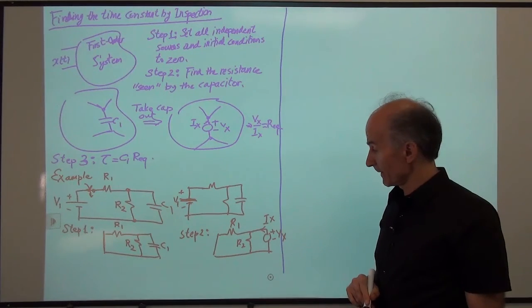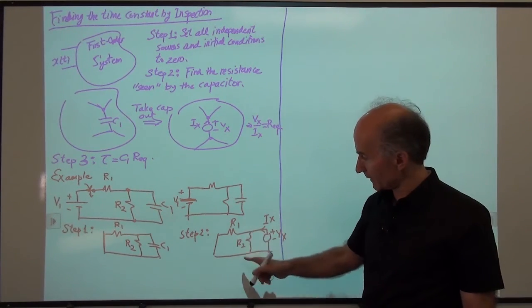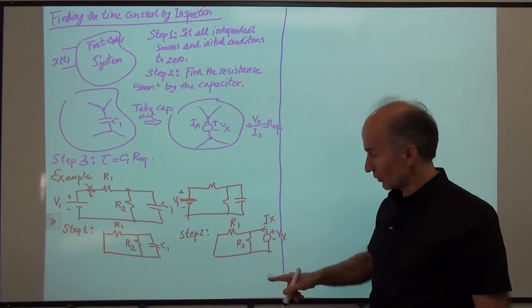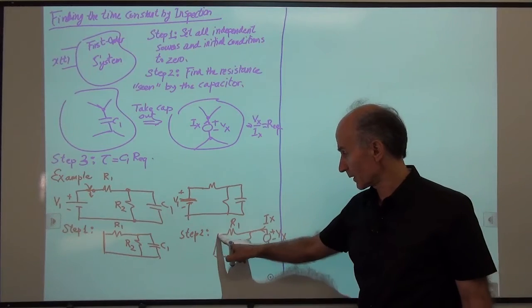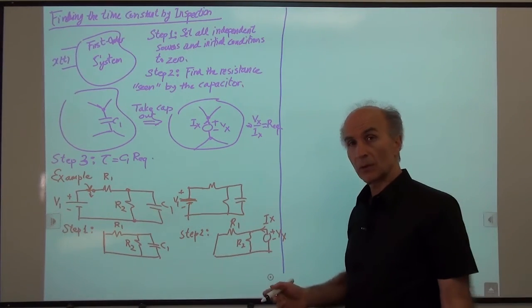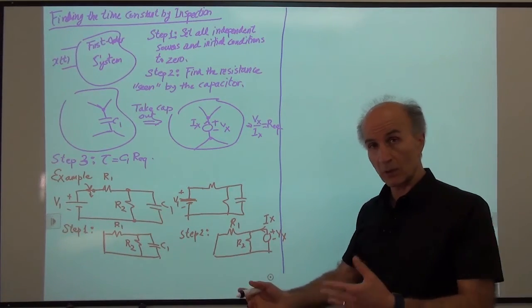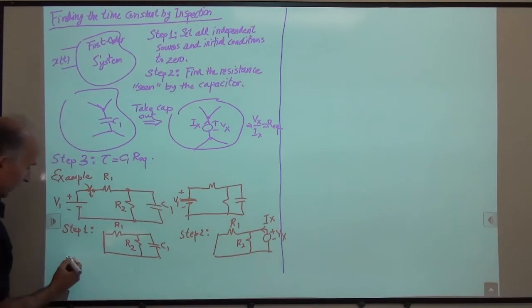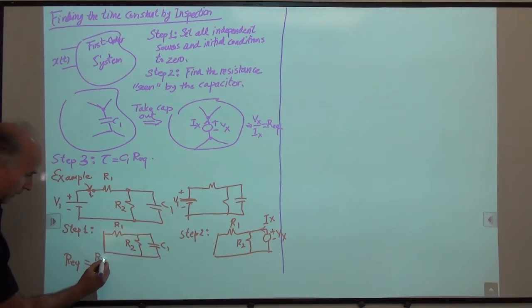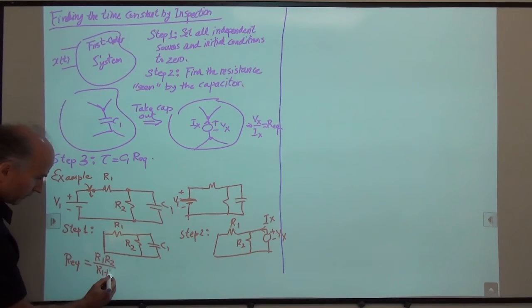Okay, can I find the equivalent resistance here without writing equations? Sure, R1 and R2 are in parallel, right? They share these two terminals, they share these two terminals. So the equivalent resistance is just R1 in parallel with R2. So I can say Req is equal to R1 R2 divided by R1 plus R2.